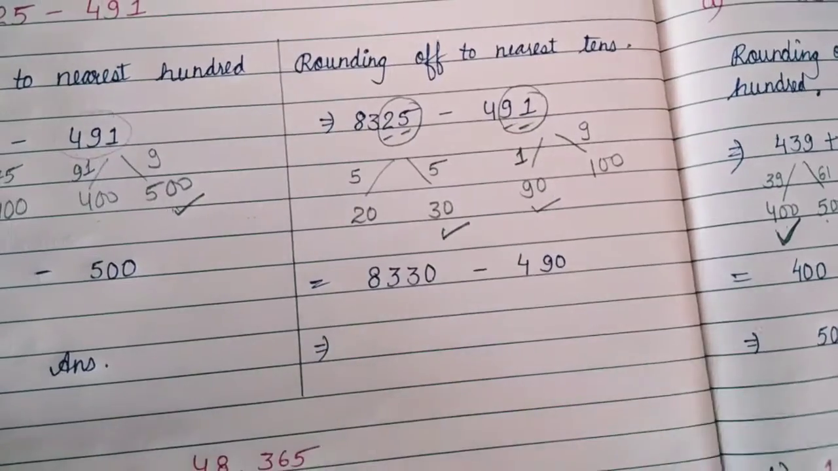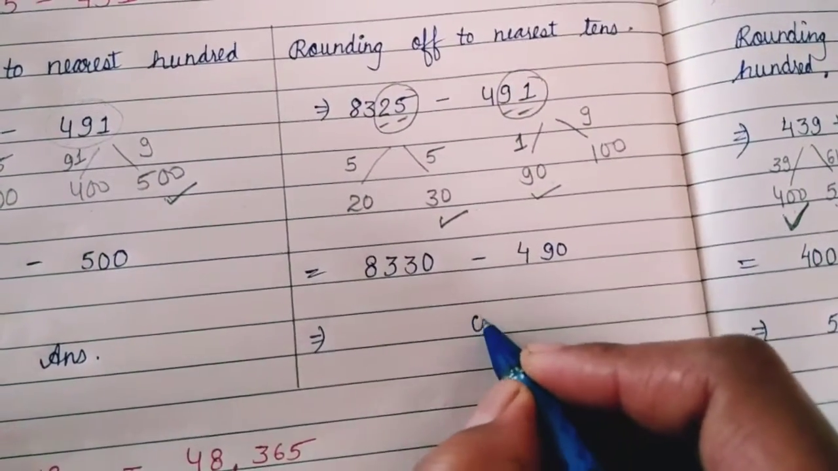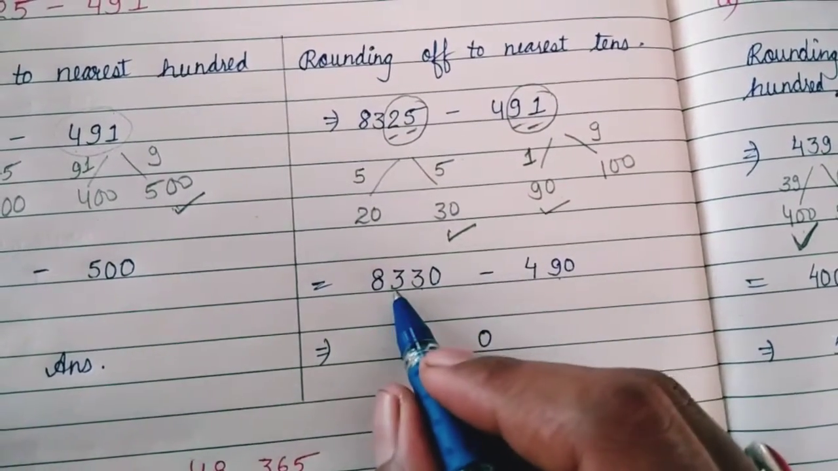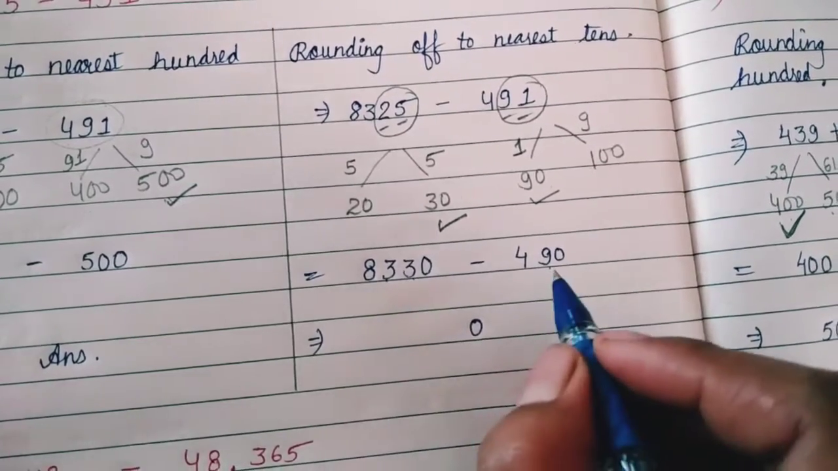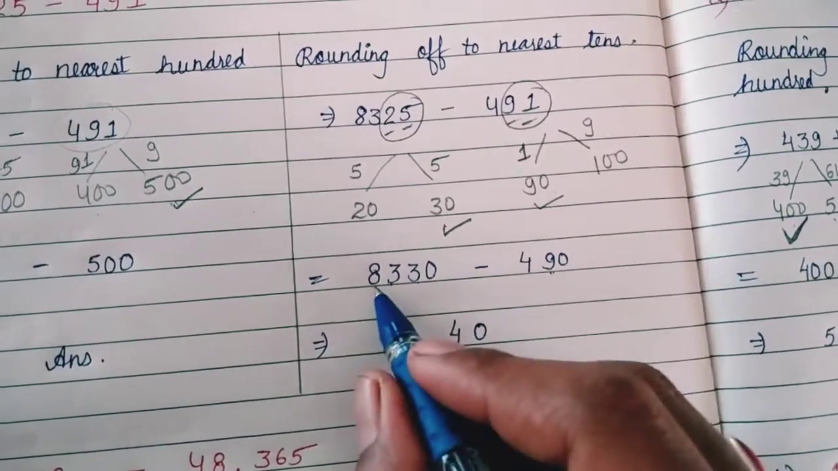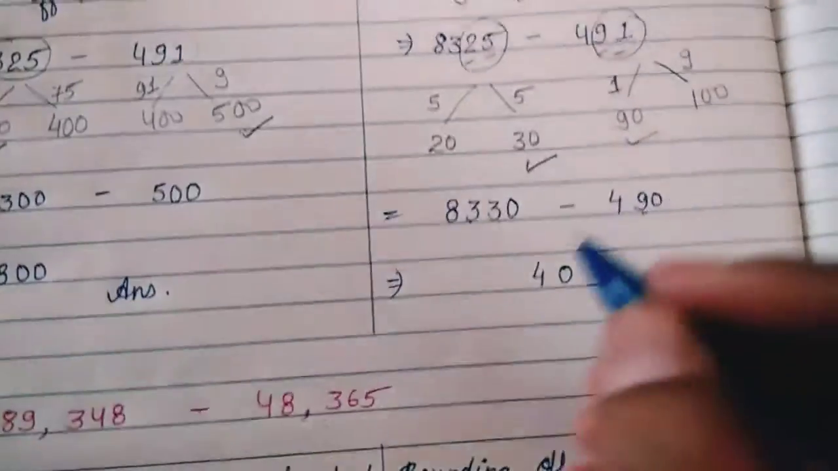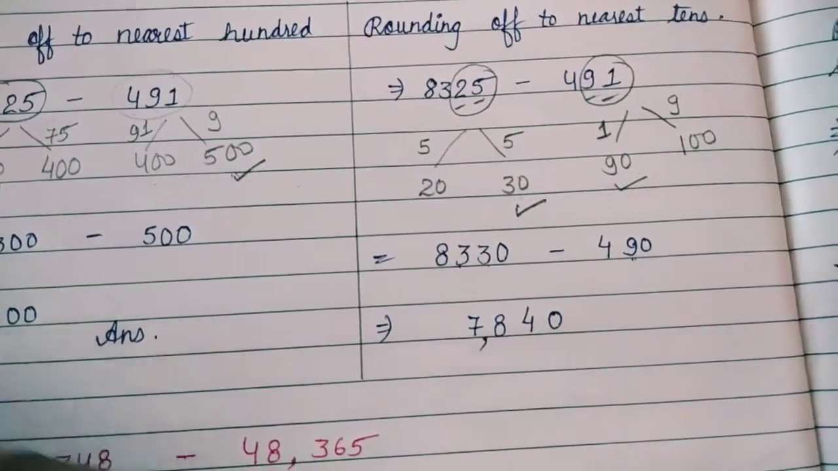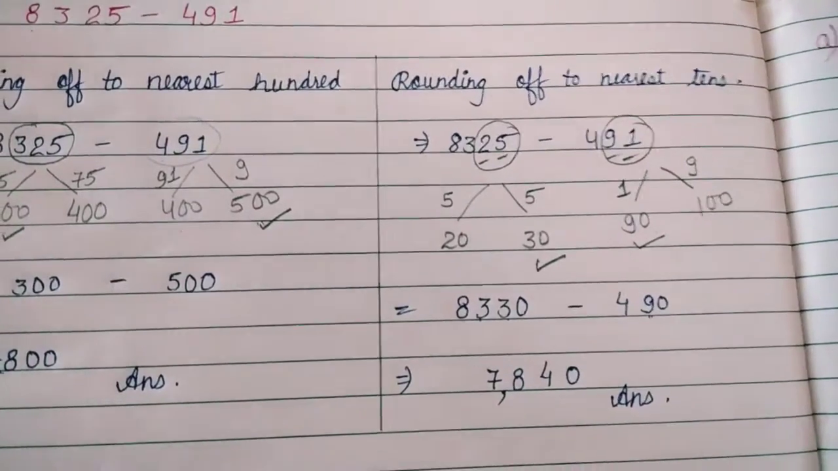Now simply we will do the subtraction. Okay. 0 minus 0, 0. So 3 can't subtract 9, so it will take a borrow from the nearest one. So 13 minus 9 is what? 4. And 82 minus 4 is 78. So here we have the answer: 7,840 after estimating according to the tens place.